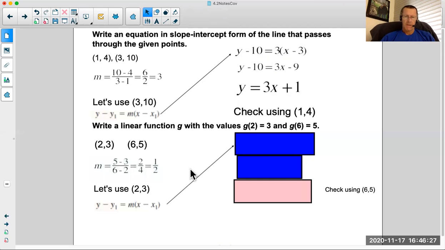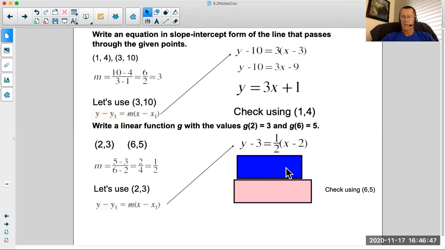Okay, 1/2. I'm plugging in (2, 3). So if you want to do it the same as me, great. If you want to plug in (6, 5) and get to the same place, totally fine. So go ahead and do that. Again, your friendly teacher has put the formula here. Do you think you need to memorize that? Of course you do. Okay, so plugged in.